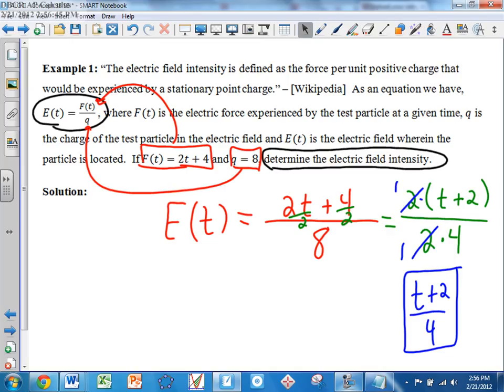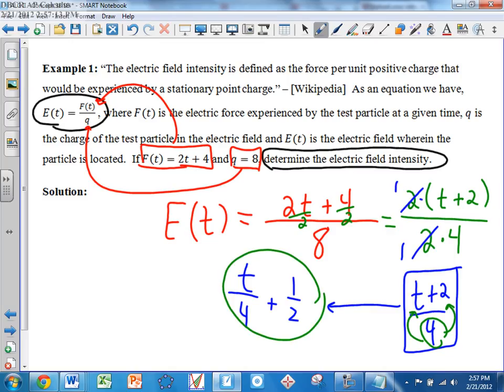And really, please, you don't have to write this, but I want you to understand, because on the SAT it could be displayed this way. You can write this as t over 4 plus 1/2. Again, if I were to simply take the 4 and divide it into both of these, which is completely fine and mathematically sound, I can divide the 4 into t over 4. 2 divided by 4 reduces to 1/2. So this is an alternate way to look at the answer.